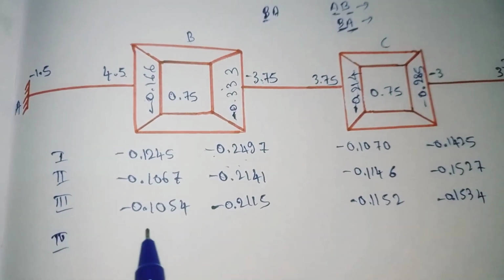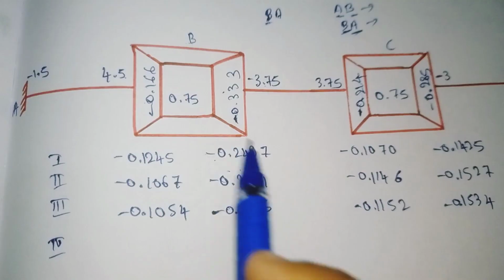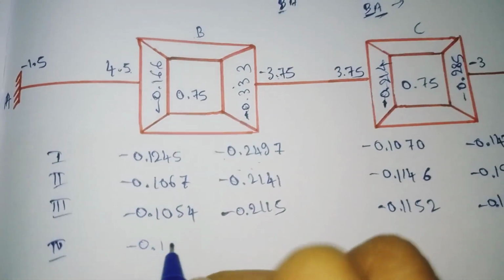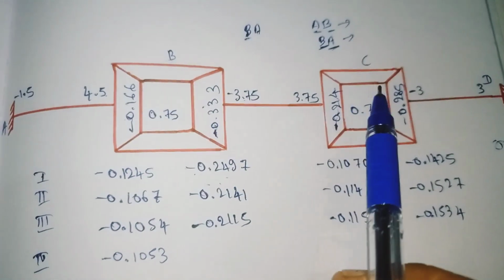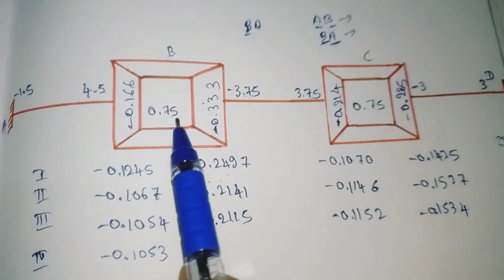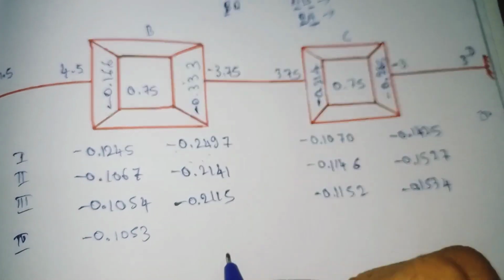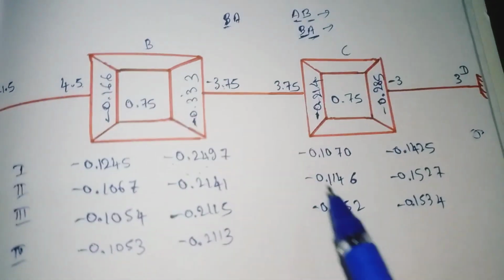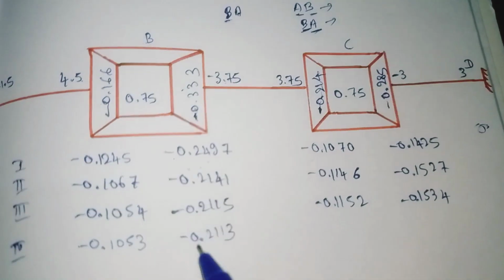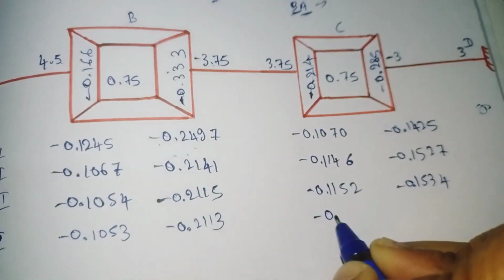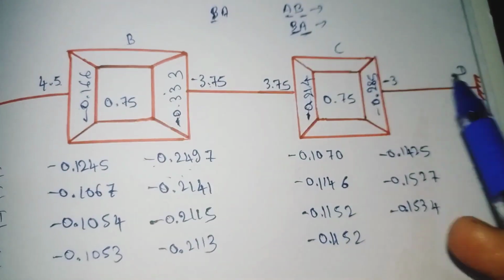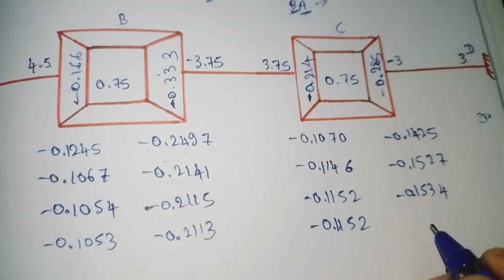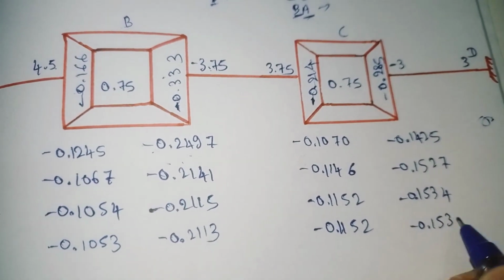So now for CB, this value into this value plus this value. It will come out as minus 0.1053. For BC, this value into this value plus this value. It will come out as minus 0.2113. Similarly for CB, this value into this value plus this value. It will come out as minus 0.1152. Similarly for CD, this value into this value plus this value. So it will come out as minus 0.1535.